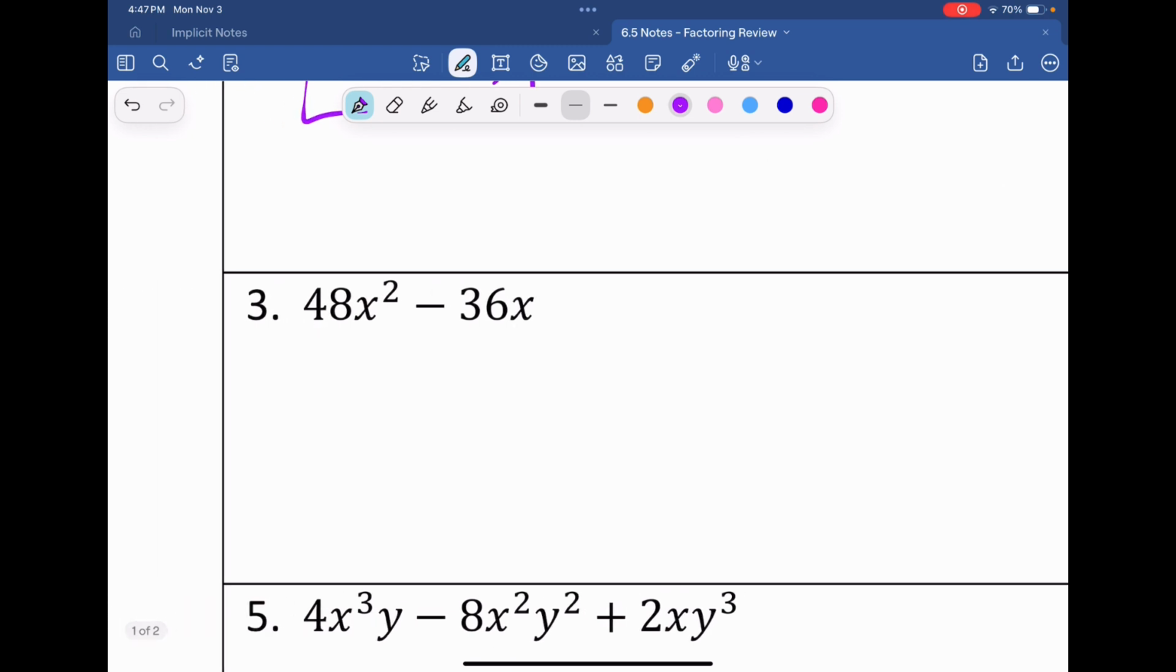Getting into our variables, all the terms have to have the same variable, and then it's your smallest exponent, so that's the x. And 48 and 36 can both be divided by 12. And 48 by 12 is 4. X squared by x is x. And then 36 by 12 is 3, and then x will cancel.